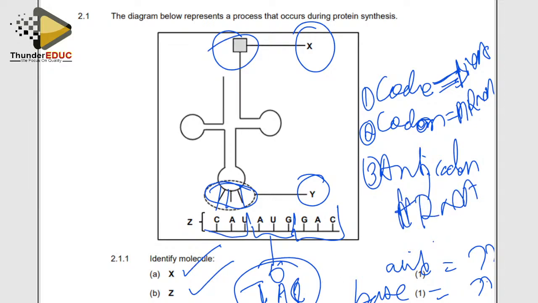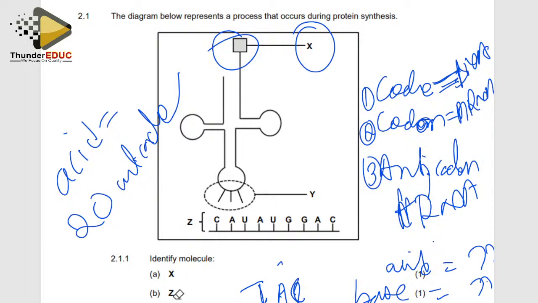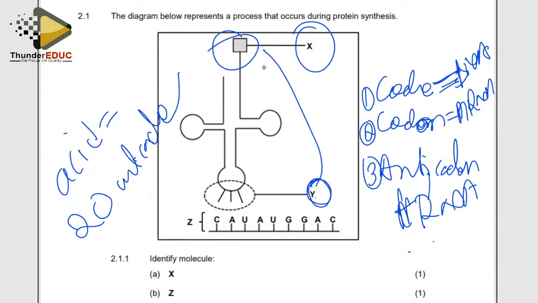So, how many amino acids are there? Yes, 20. Remember, each anticodon, because we say that Y is the anticodon, each anticodon codes for 1 amino acid. If they have 20 amino acids, automatically there will be 20 anticodons.